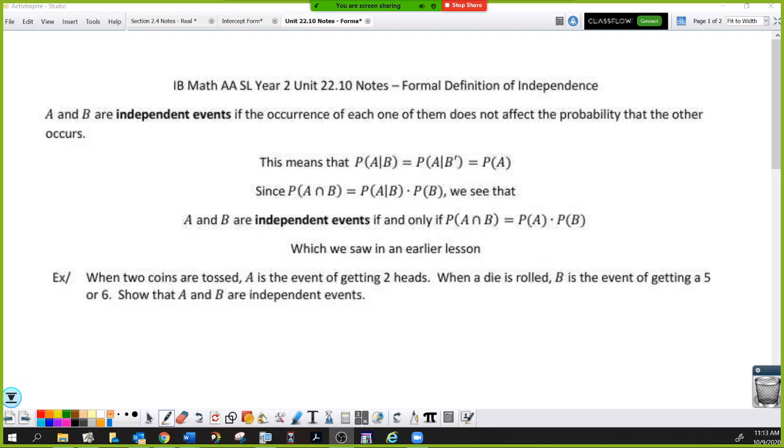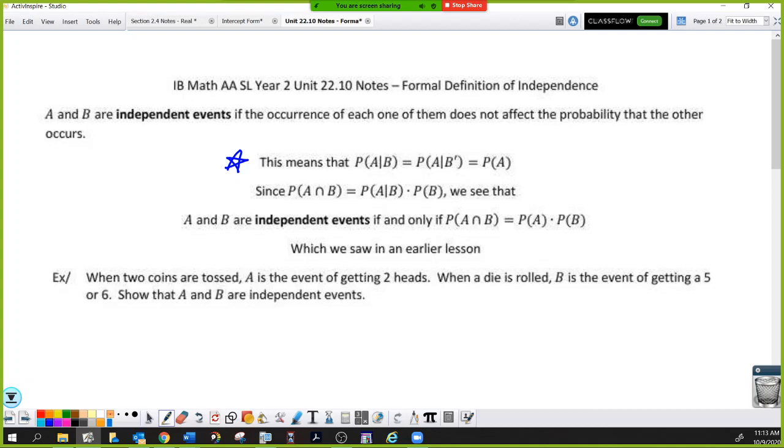Here's what this means, and this is a really important fact that for some reason just kind of escapes students. This means that the probability of A given B, or A given not B, is legitimately just the probability of A, because A doesn't give a flip what happened with B.